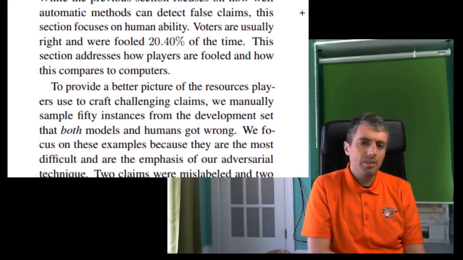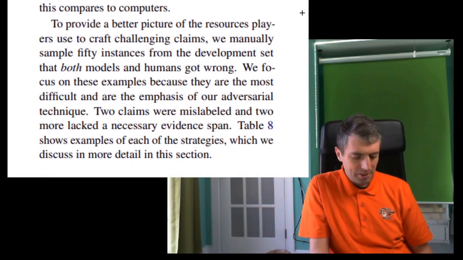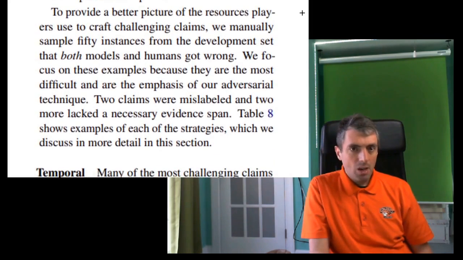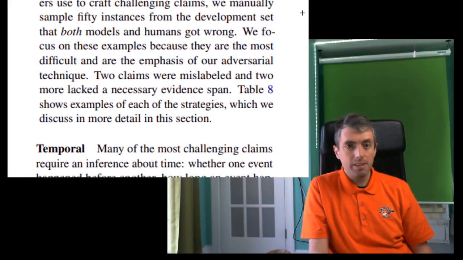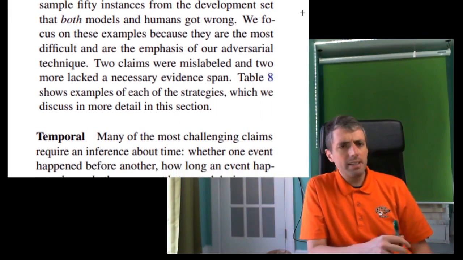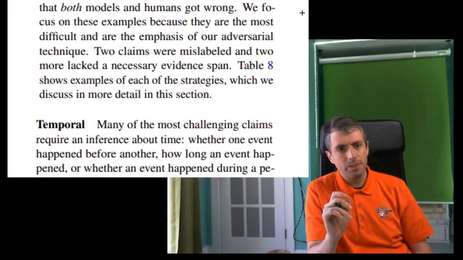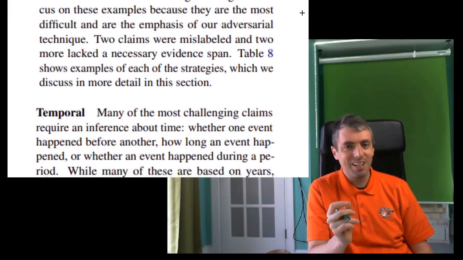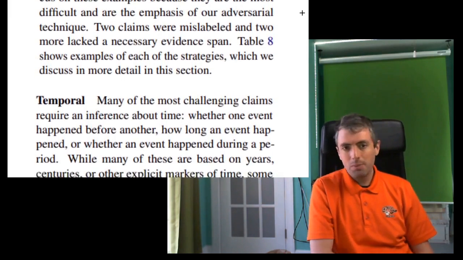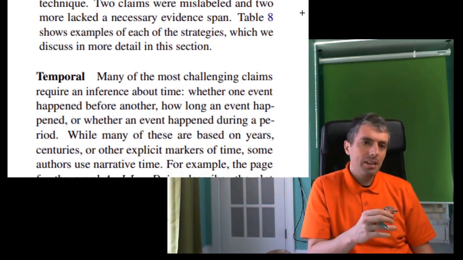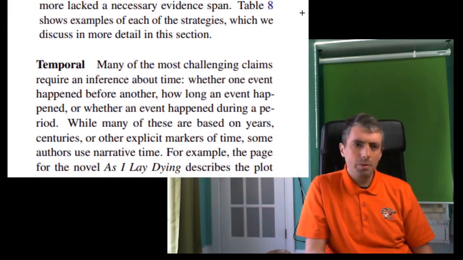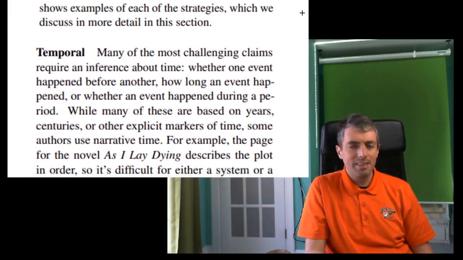To provide a better picture of the strategies players use to craft challenging claims, we manually sample 50 instances from the development set that both models and humans got wrong. We focus on these examples because they are the most difficult and are the emphasis of our adversarial technique. Two claims were mislabeled, and two more lacked a necessary evidence span. Table 8 shows examples of each of the strategies, which we discuss in more detail in this section.